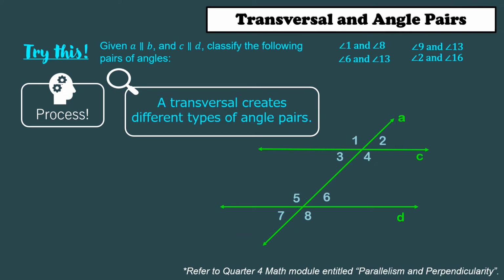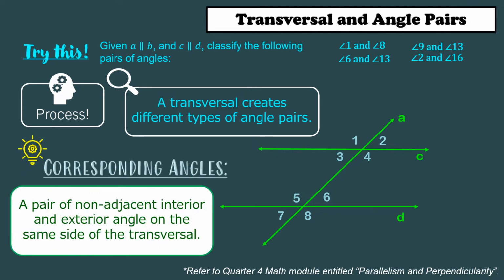The first type of angle pairs created by parallel lines cut by a transversal are corresponding angles. These are pairs of non-adjacent interior and exterior angles on the same side of the transversal. In this figure, the pairs of corresponding angles are angles 1 and 5, angles 2 and 6, angles 3 and 7, and angles 4 and 8.